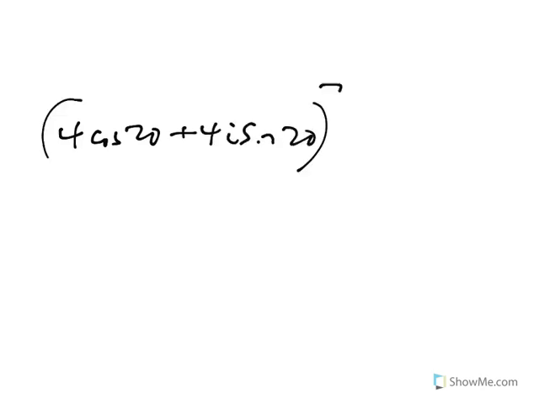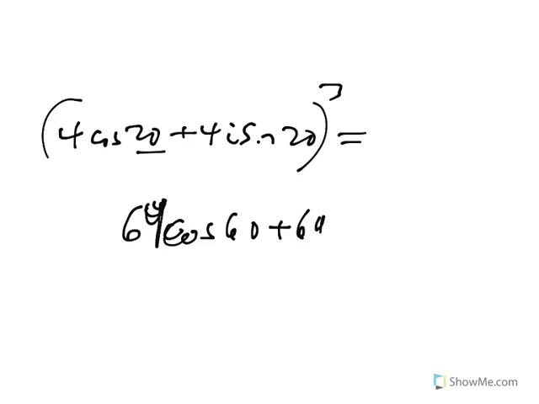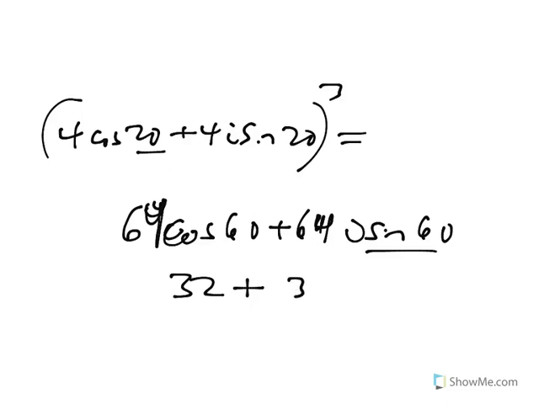And we could use it to do some questions really fast. Like, if I said 4 cosine 20 plus 4i sine 20 to the third power, I could say that's going to be 64, because that's 4 to the third. Cosine 20 times 3 is 60, plus 64 i sine 60. I could even go further if I wanted to. Cosine 60 is 1/2, so I get 32. And sine 60 is radical 3 over 2, so I get 32 i radical 3.